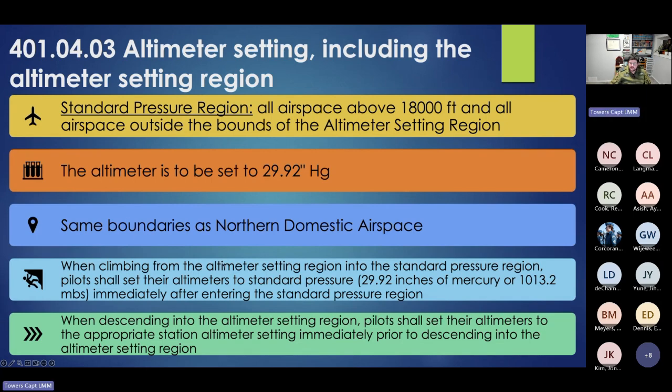When climbing from the altimeter setting region into the standard pressure region, pilots shall set their altimeters to standard pressure, 29.92 inches of mercury or 1013.2 millibars, immediately after entering the standard pressure region. And when descending into the altimeter setting region, pilots shall set their altimeters to the appropriate station altimeter setting immediately prior to descending into the altimeter setting region.